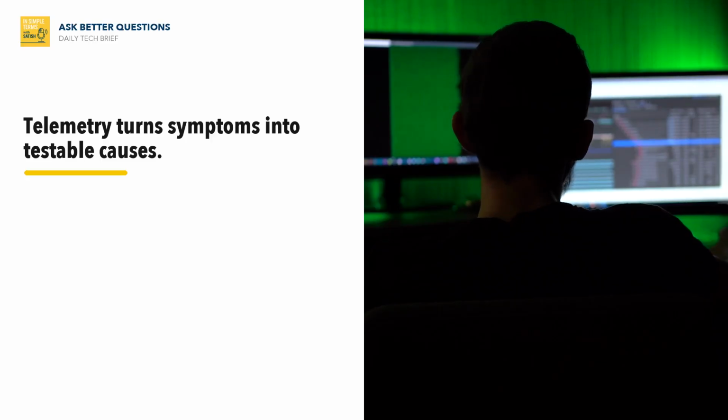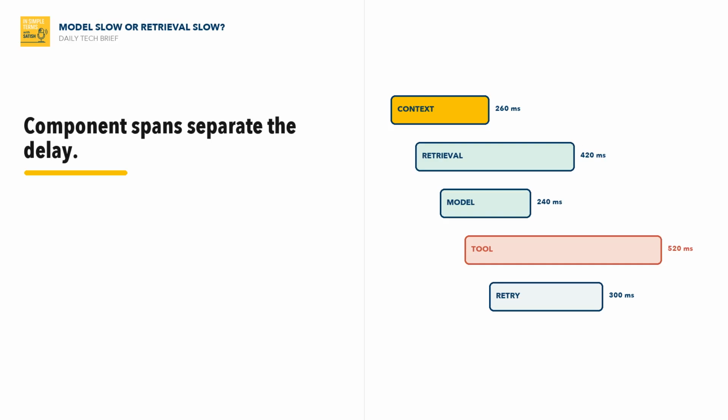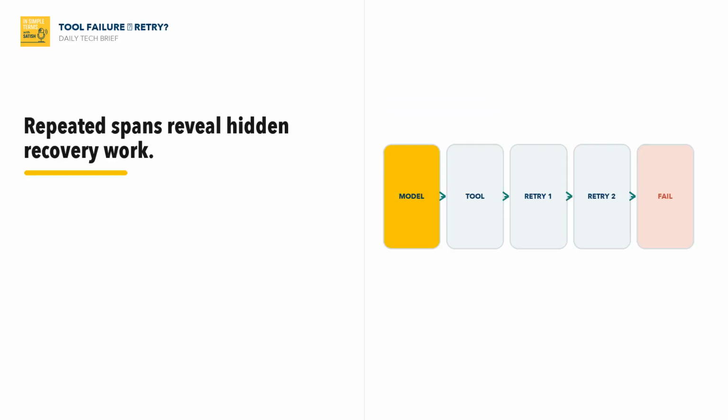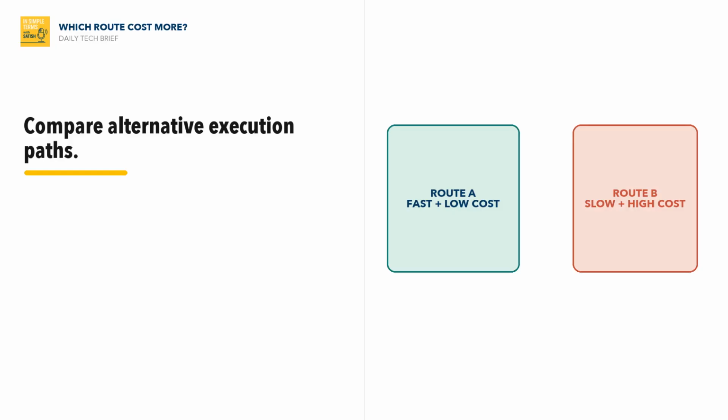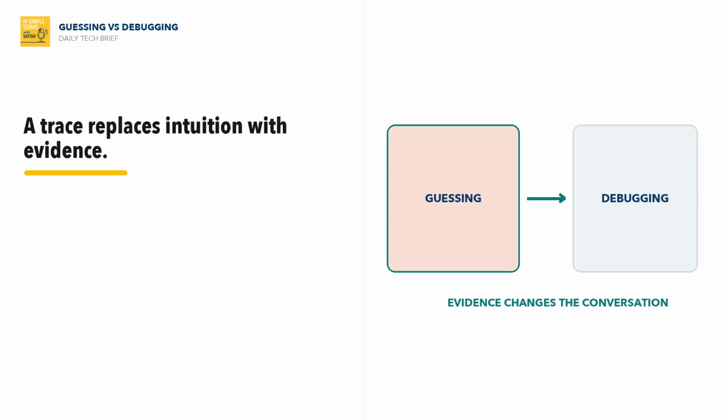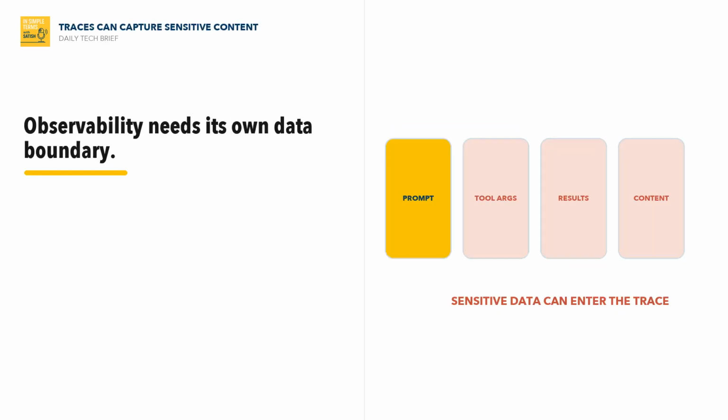Then, when something goes wrong, you can ask better questions. Was the answer slow because the model was slow? Was it slow because retrieval took too long? Did a tool fail and trigger a retry? Did the prompt change increase token usage? Did one route cost more than another? This is the difference between guessing and debugging.